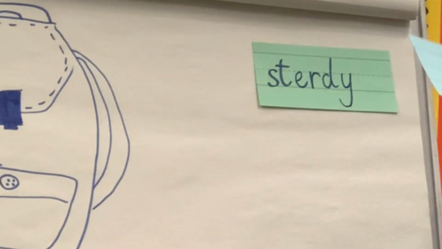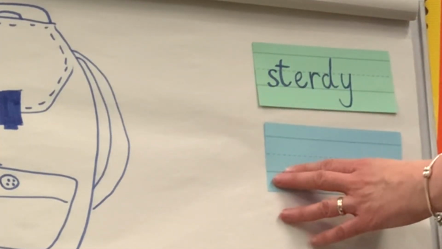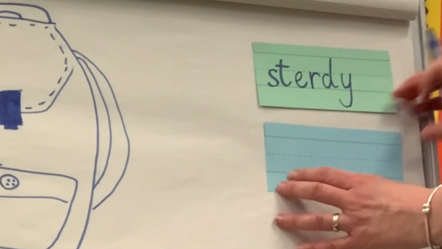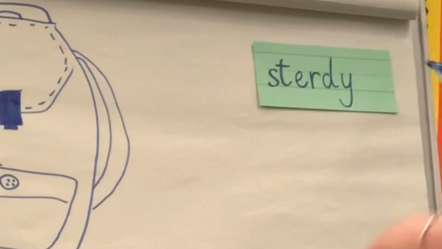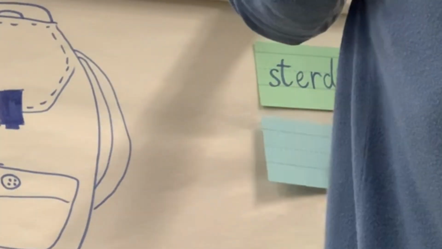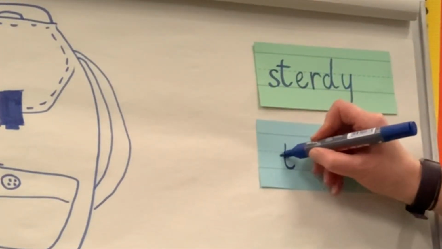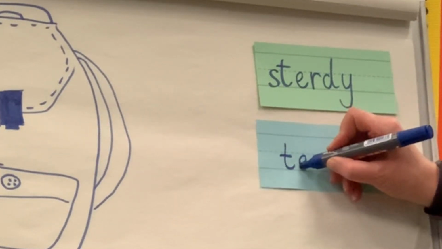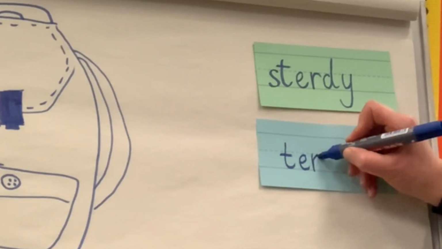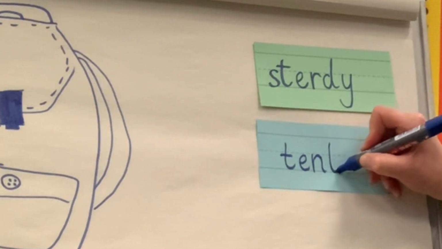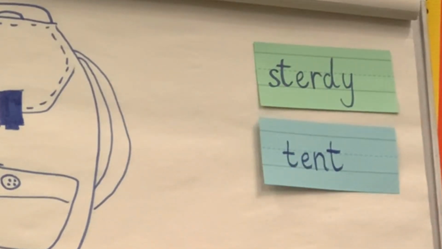I know that we can all sound this one out. Ready? T-E-N-T. Thanks, Miss Hammond. Okay, so again, a nice tall T. Not quite as tall as the other ascending letters. N and a T. Sturdy tent. Right, let's have a little bit of a check.